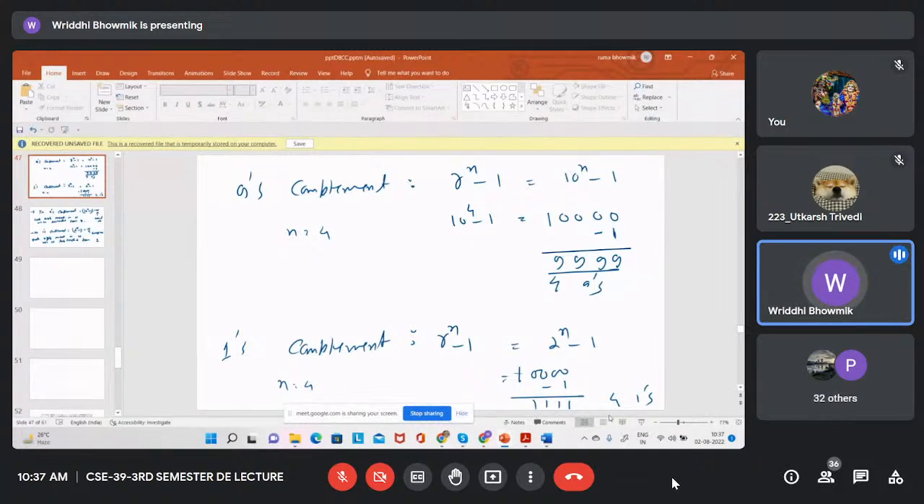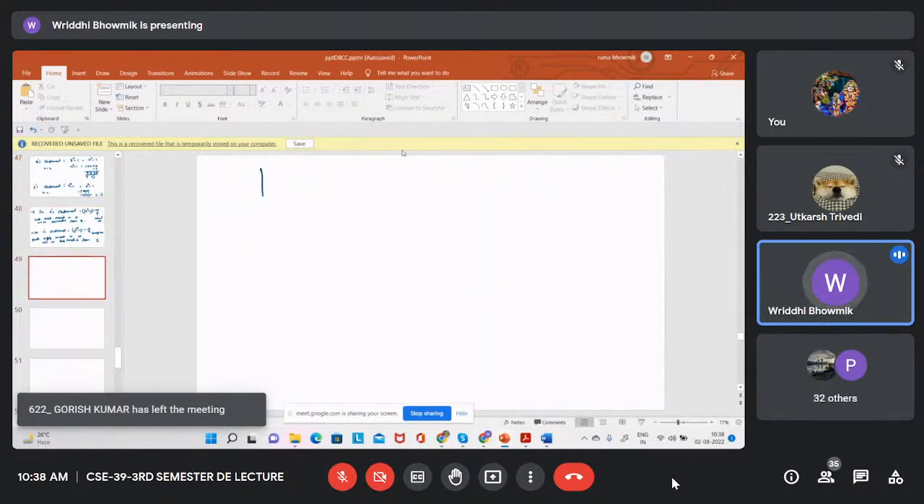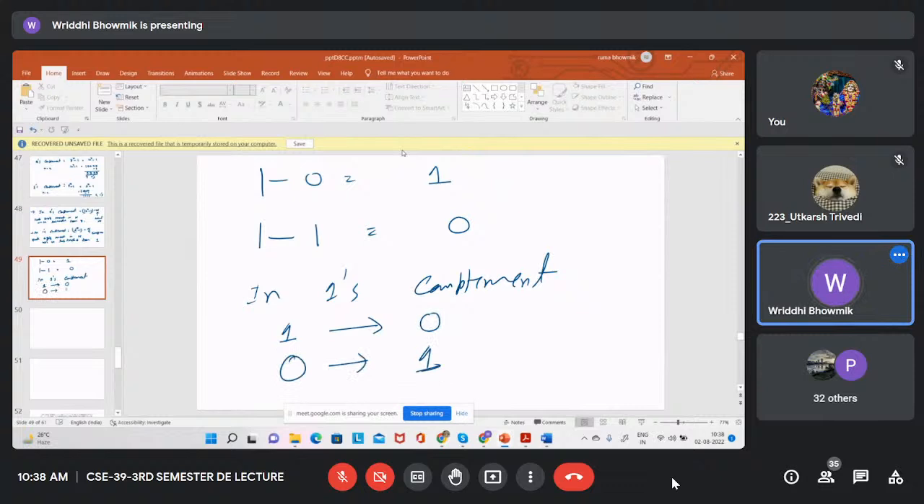So if you try to find the 1's complement, you subtract each and every digit present in the binary number from 1 only. If you subtract 0 from 1 and if you subtract 1 from 1, it will give 1 and it will give 0, isn't it? When you subtract 1 from 1, it will give 0. When you subtract 0 from 1, it will give 1. So in 1's complement, there is a very interesting thing. In 1's complement, the 1 will be changed to 0 and 0 will be changed to 1.